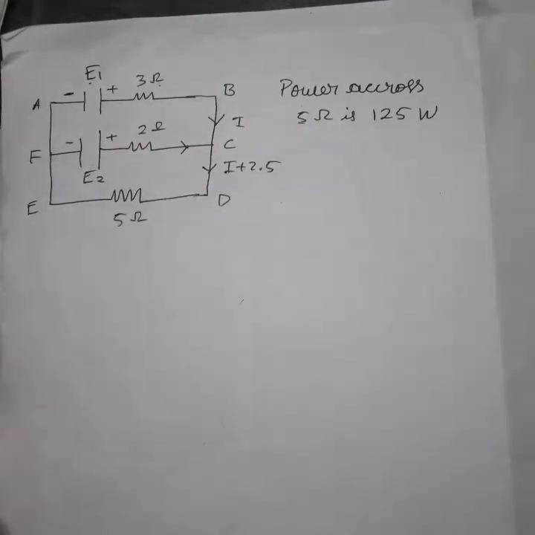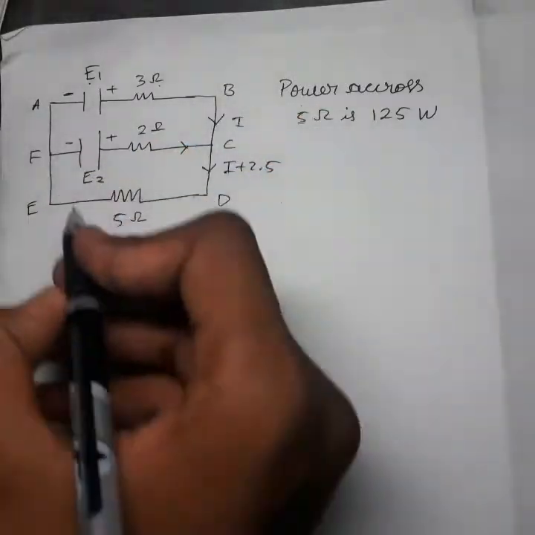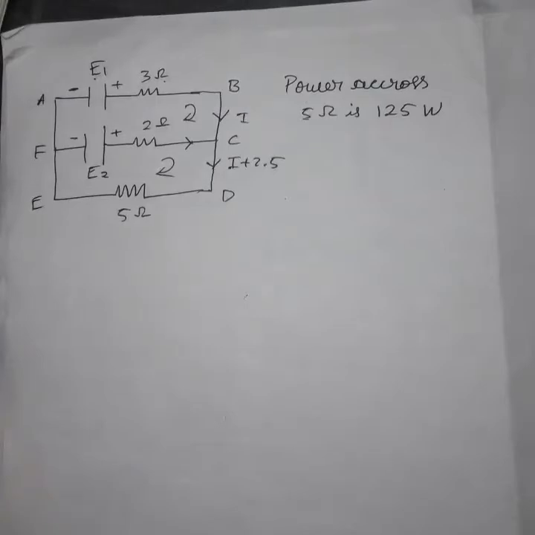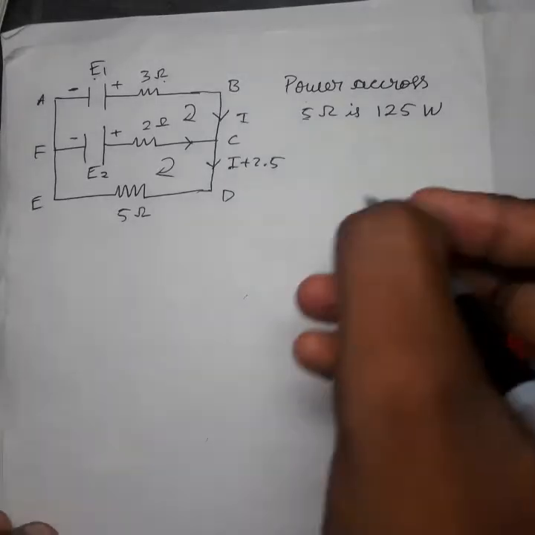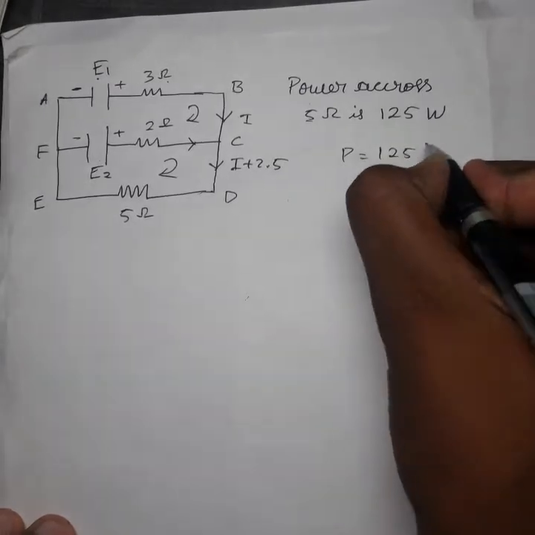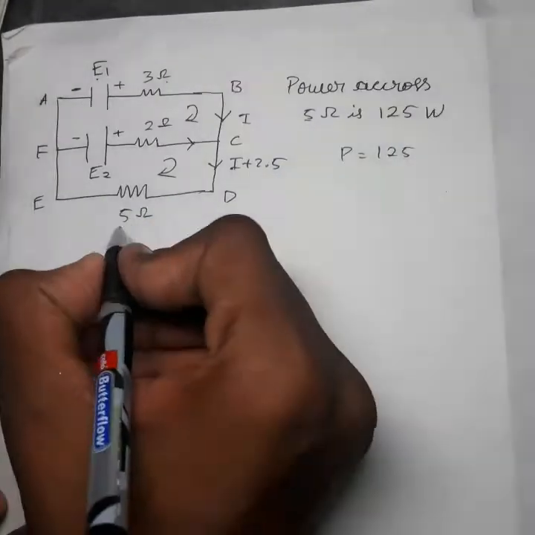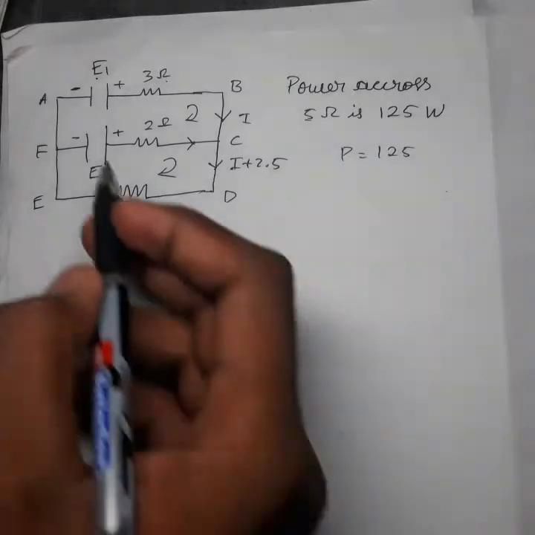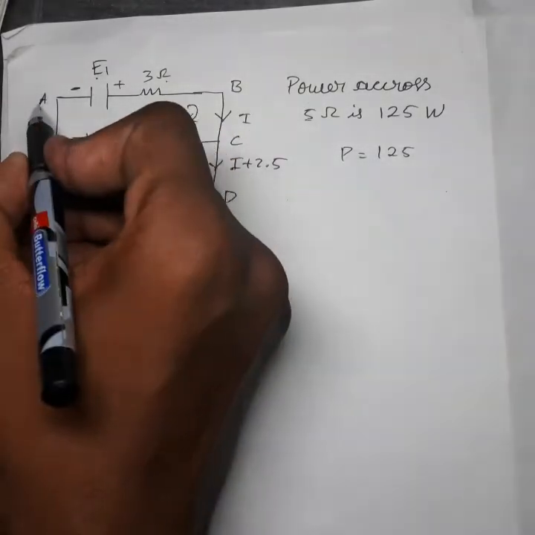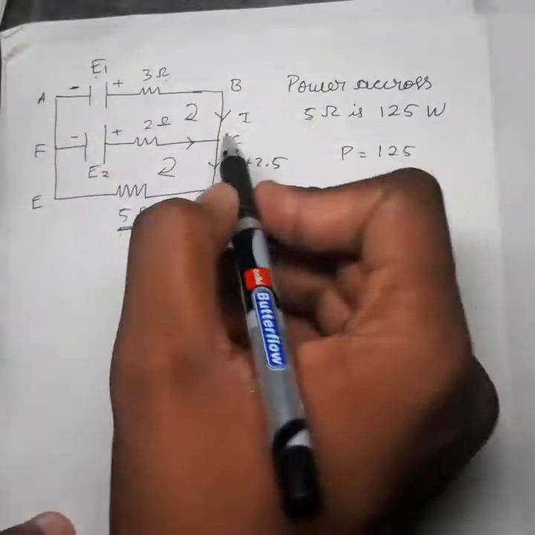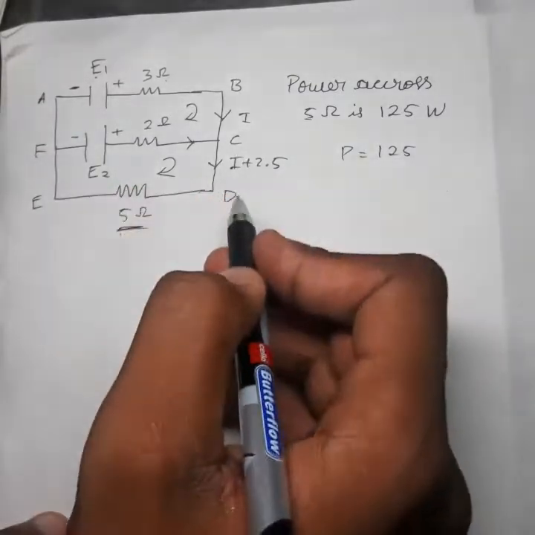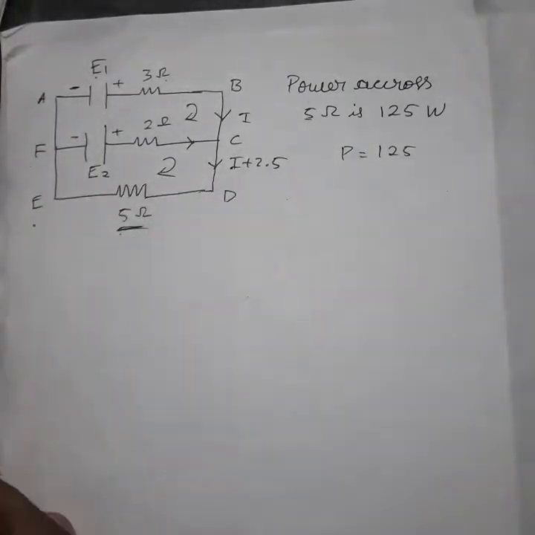And after these steps, hence we have two loops. We are going to consider each one once and the other another time. So one more point given here is power equals 125 across the 5 ohms coil. The 5 ohms coil is here, and voltages are E1, E2, and we have to solve from A, B, C, F as first node, or else we can take F, C, D, E, F as first node.